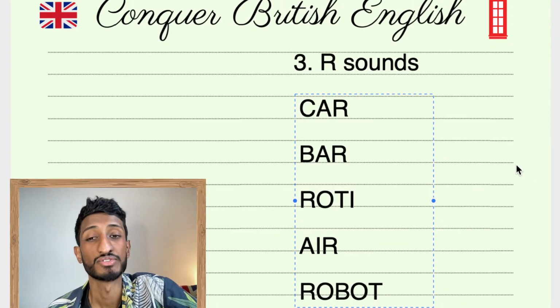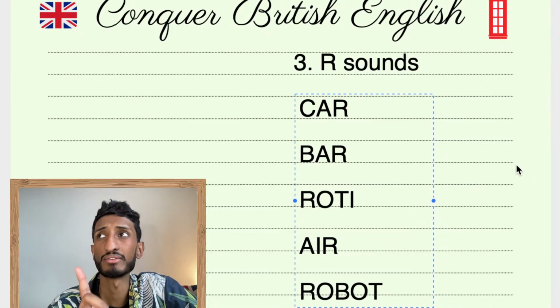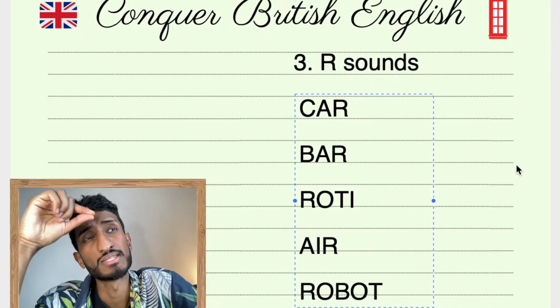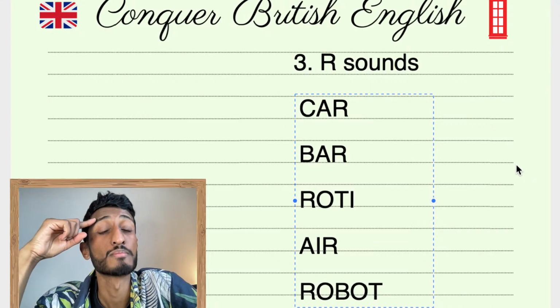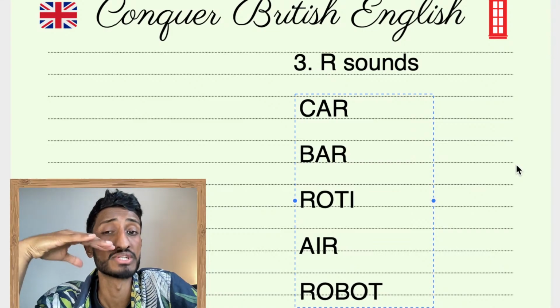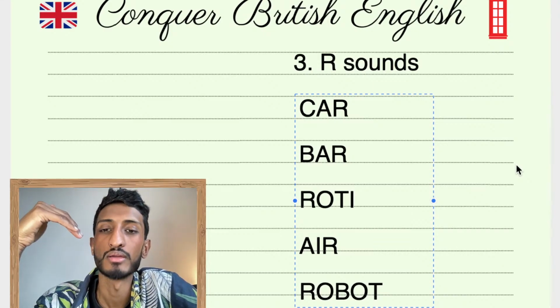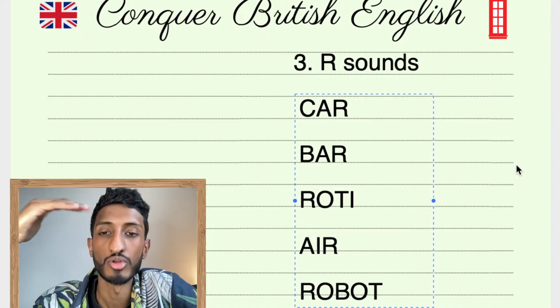R. It is not r. So I think with the R in the Indian accent, the tongue creates more pressure at the top of your mouth. But with the British accent R, there's not much pressure with your tongue. You have to let the air flow. So robot.